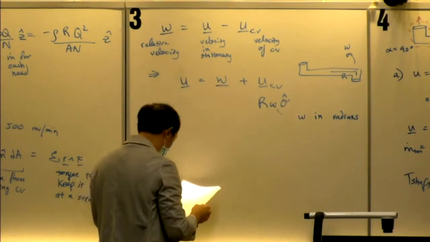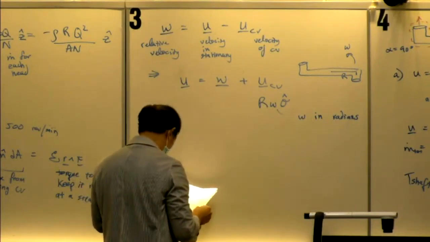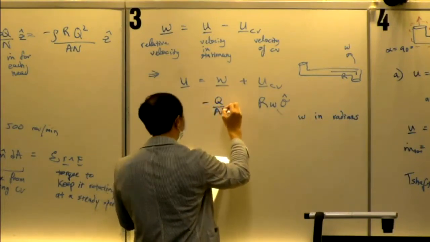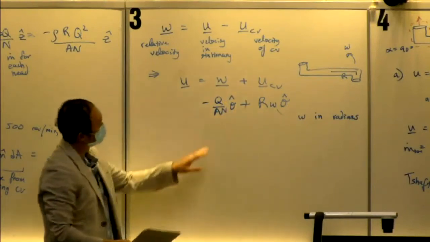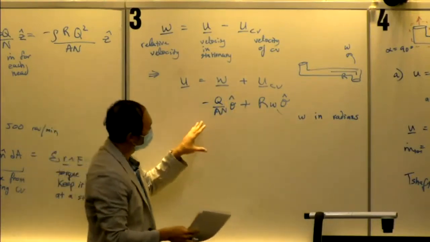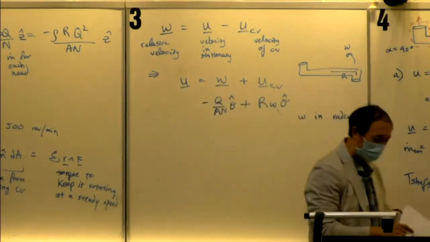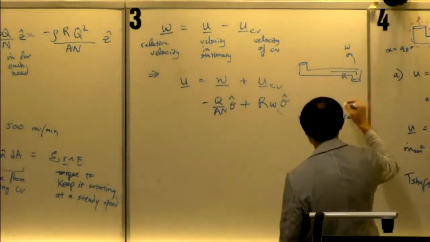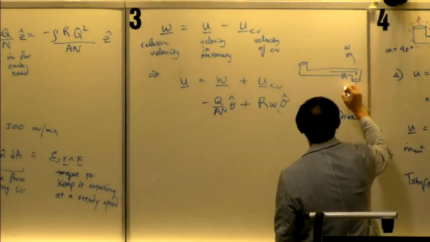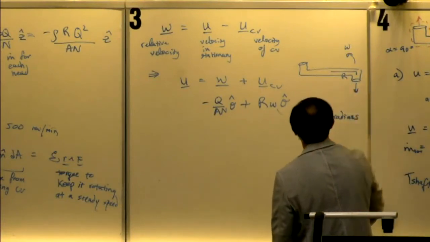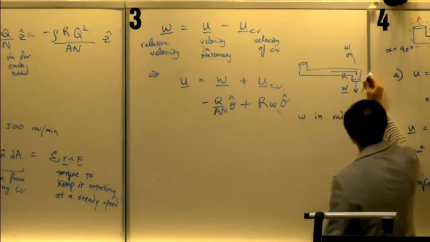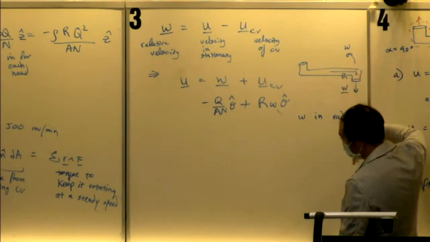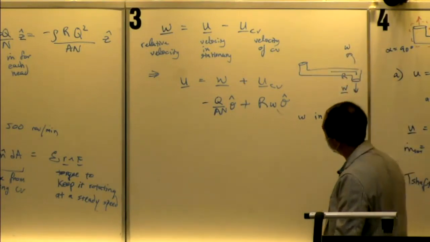And W is as we had before: negative Q over A N theta hat from the first problem. Remember, you're taking all the volumetric flux and forcing it out of nozzles of area A, and you've got N nozzles. So this is the same thing we had before. One thing should be clear: W is basically the opposite direction of the UCV. That should make sense. Just like a rocket goes in the opposite direction that you're shooting fluid, these are opposing.